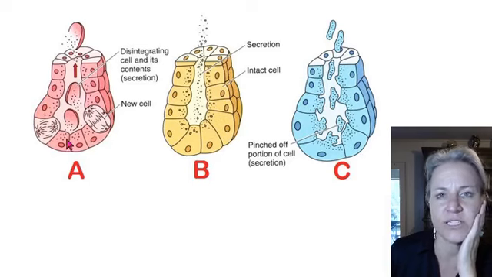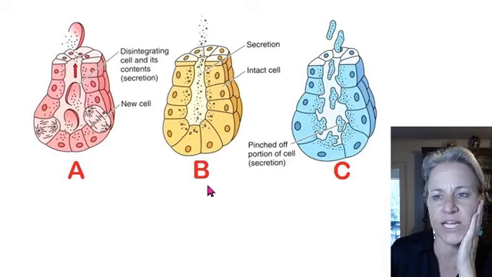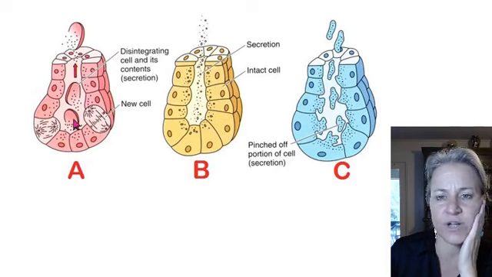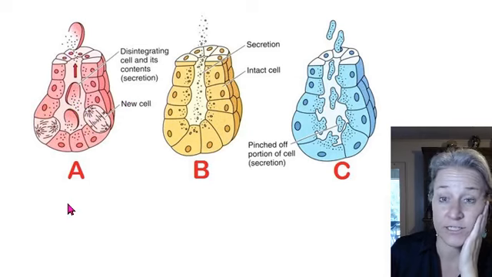So this is another diagram demonstrating the methods in which they secrete. So let's look at A. What's happening here? It's this entire cell. It gives rise to an entire cell that ruptures. So that one would be the holocrine type.